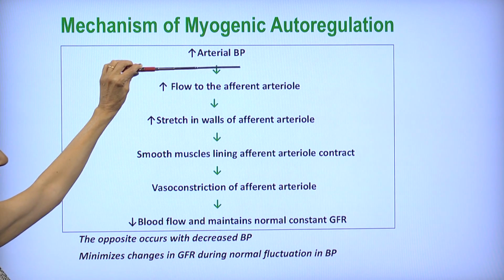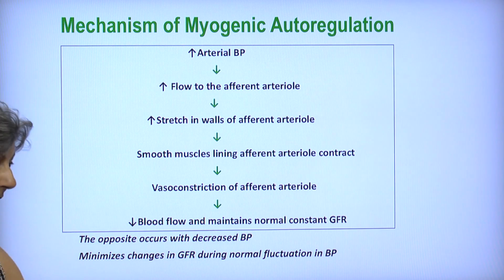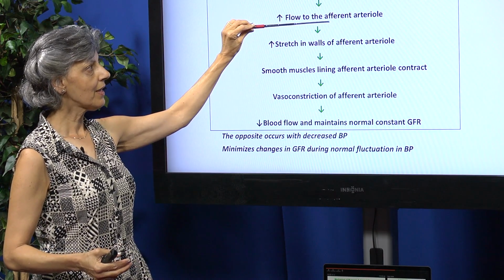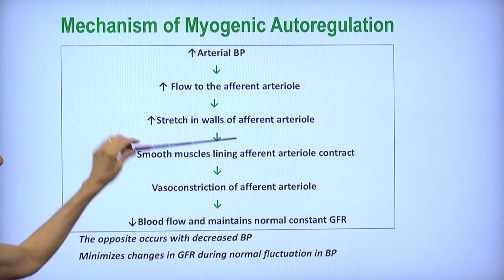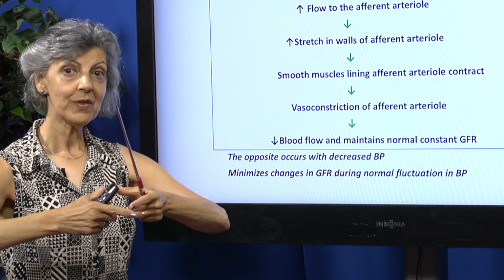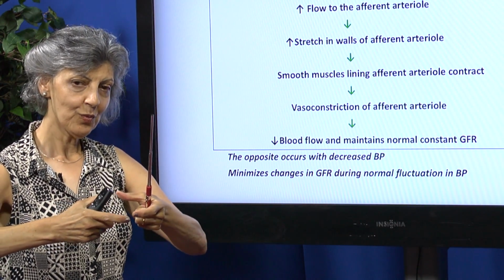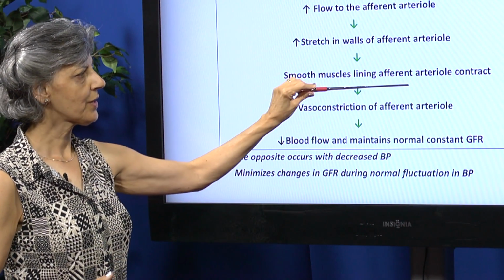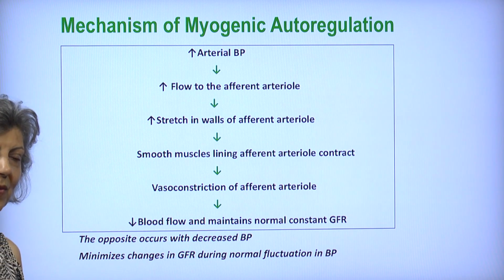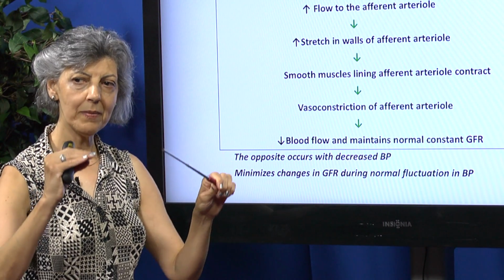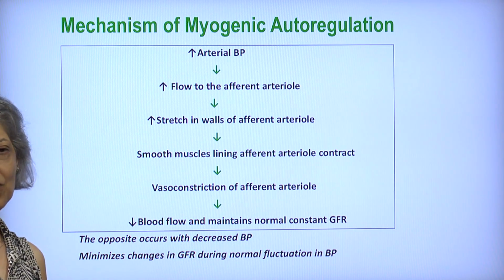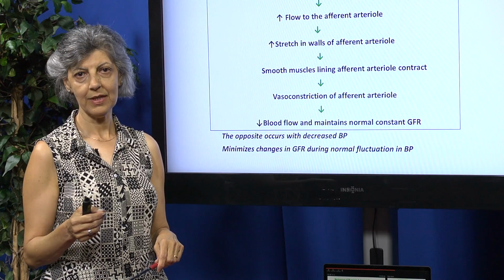If there is increased arterial blood pressure, I'm increasing the blood hydrostatic pressure. This will increase the flow into the afferent arteriole. This will stretch the afferent arteriole. As a reflex, once it's stretched, those smooth muscles are going to constrict. When they constrict, they are going to decrease the blood flow that's going through the afferent arteriole, bring it back to normal, so we regain the normal glomerular filtration rate.